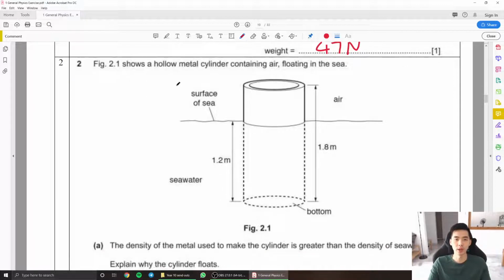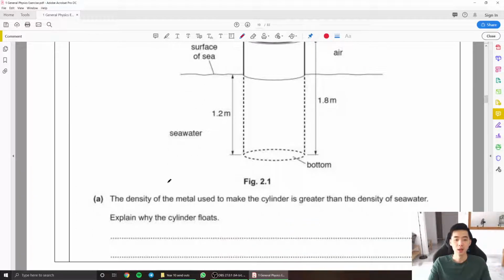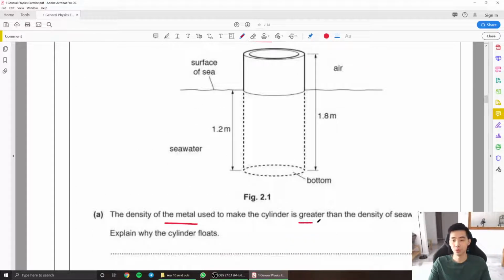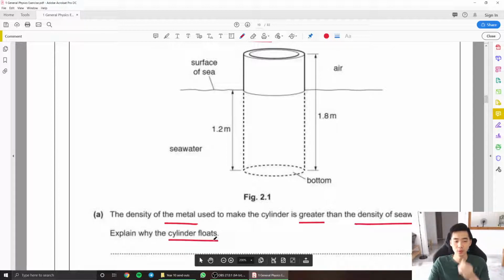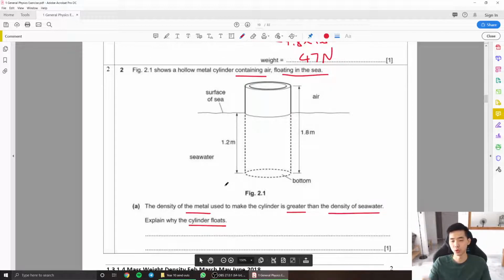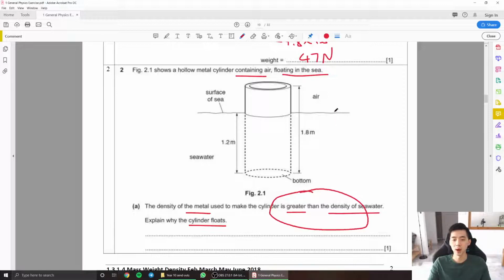Figure 2.1 shows a hollow metal cylinder containing air floating in the sea. The density of the metal is greater than the density of seawater. Explain why the cylinder floats. Now this here is actually a conceptual question. They're trying to trick you guys. They're trying to make you think that with a greater density, by right it is supposed to sink to the bottom, right? But in this case here, they're asking why does the cylinder float even though the density of the cylinder is greater. Now the keyword here is because the cylinder also contains air, guys.